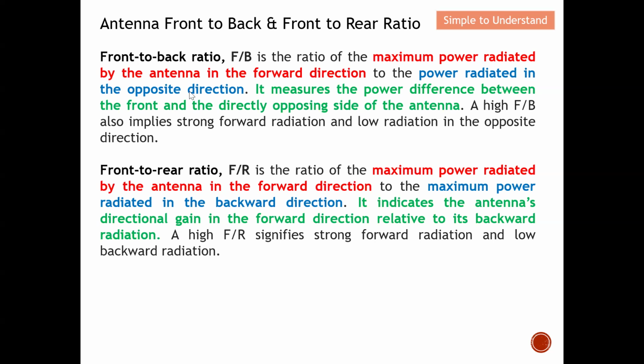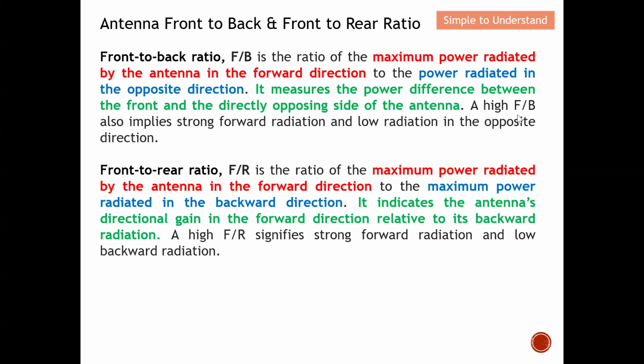In short, imagine that the power radiated by the antenna in the front is at 0 degree. The rear, or the back, is the power radiated at 180 degree, which means the opposite direction. So the ratio between these two powers will show you the value for front to back ratio. It measures the power difference between the front and the directly opposite side of the antenna, which means 0 and 180 degree.